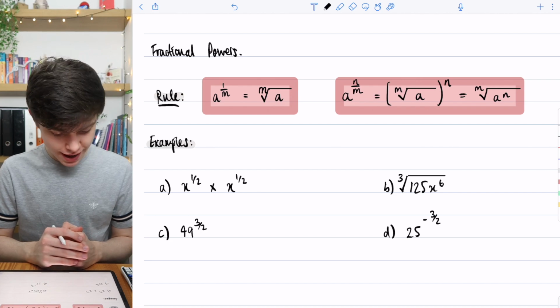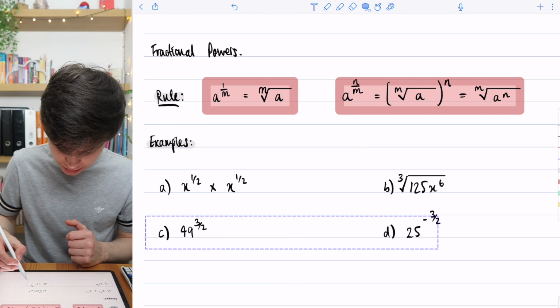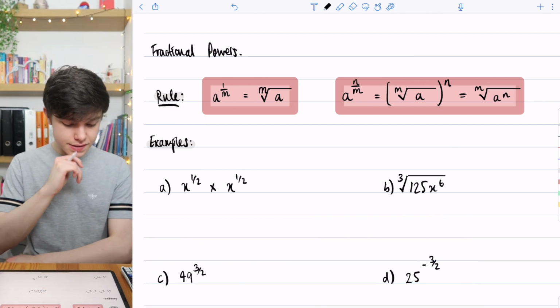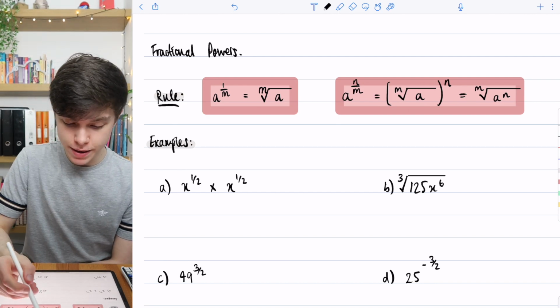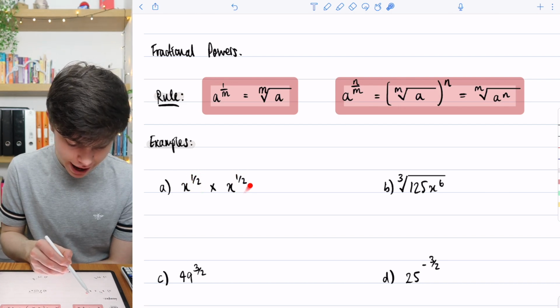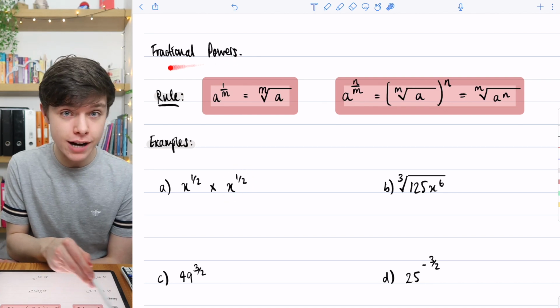Now let's work through the answers. So hopefully you had a go at them. I'm just going to move them down a little bit so that we've got enough room. So for part A, we can't really simplify anything with the fractional powers, because we don't know what x is, so we can't do anything in terms of fractional powers.